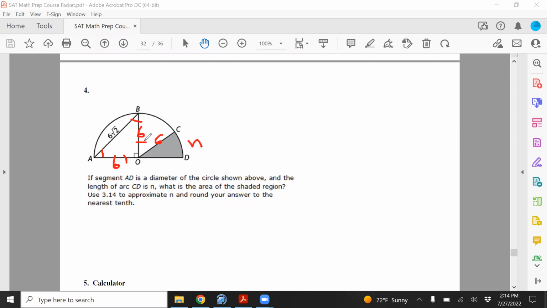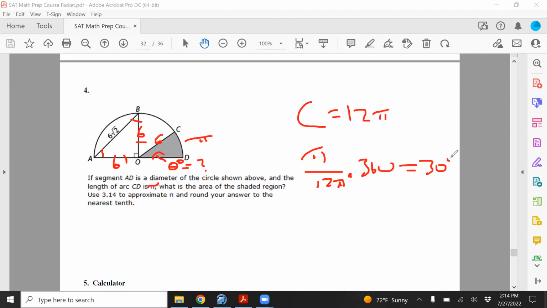And the length of arc CD is N. Oh, they meant pi. Yikes. They meant pi. Okay. We could probably figure out, we would need to know this angle first. So what would the circumference of the circle be? So it'd be 12 pi. Mm-hmm. And if that's pi, that's 30 degrees. So there we go, 30 degrees.